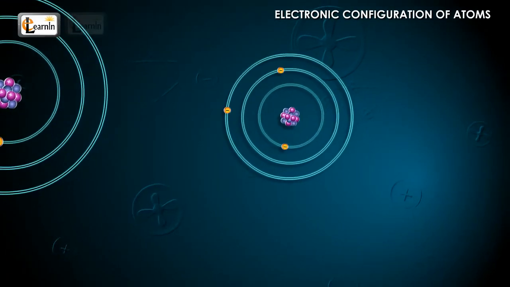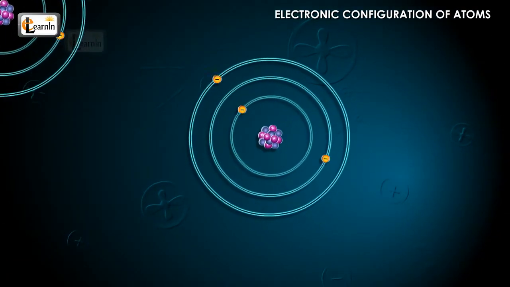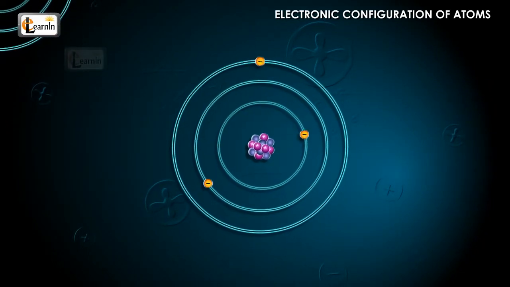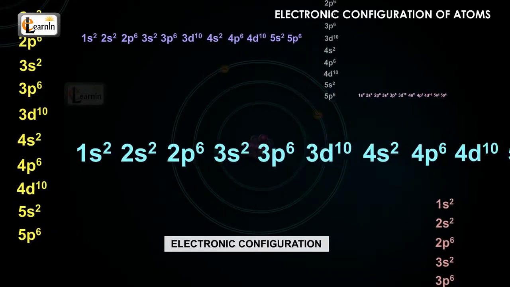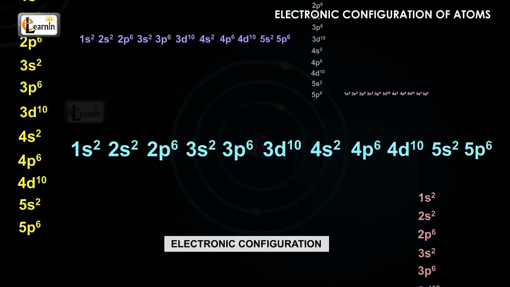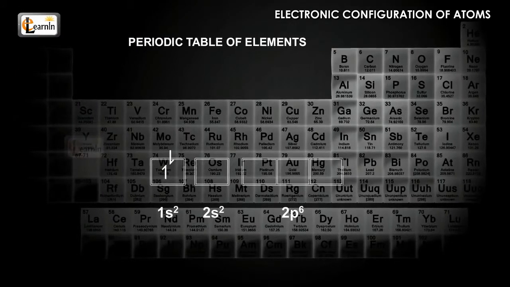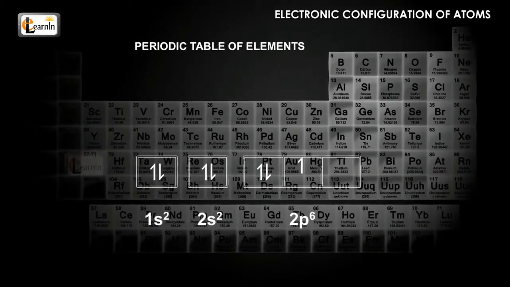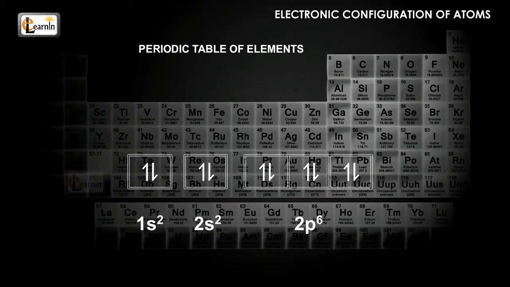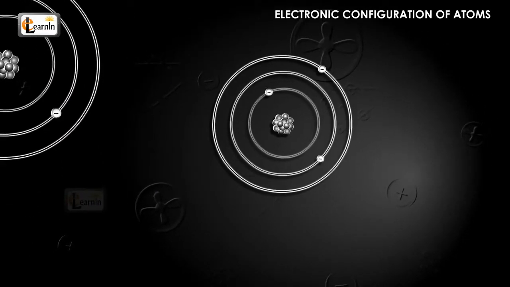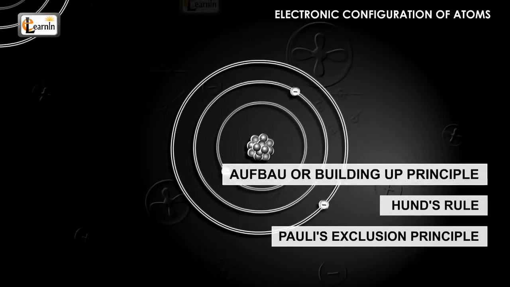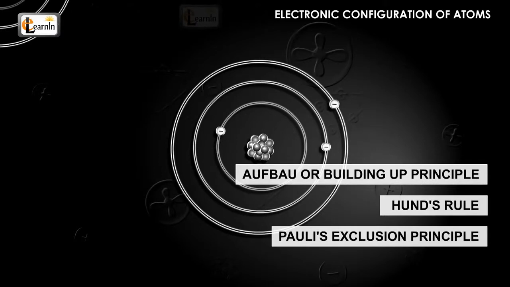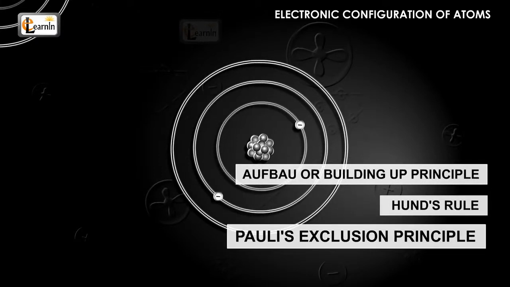We know that atomic orbitals are the substationary states, or the regions in space where the electrons revolve around the nucleus in an atom. The electronic configuration of atoms is a representation of the occupation of electrons in the orbitals. In other words, the electronic configuration of an atom specifies the order in which electrons fill up the orbitals in the periodic table. The order in which these electrons are filled into the atomic orbitals is controlled by three crucial guidelines or principles, which include the Aufbau or building up principle, Hund's rule, and Pauli's exclusion principle.